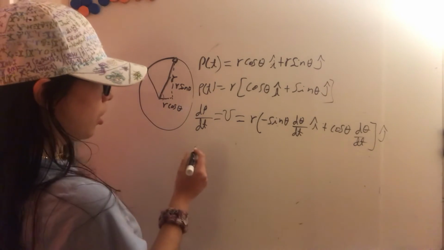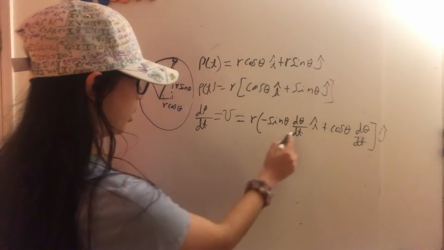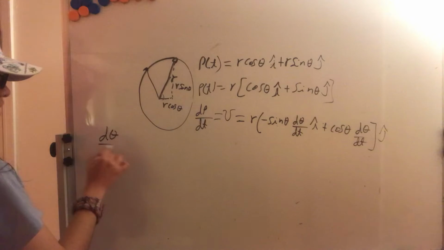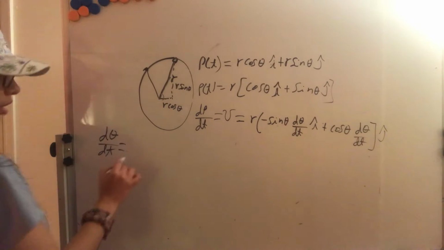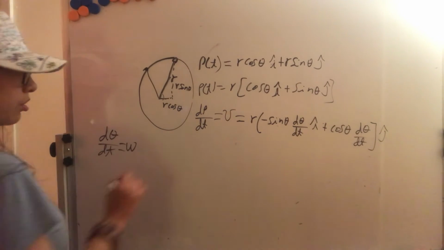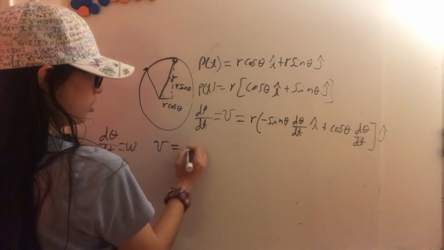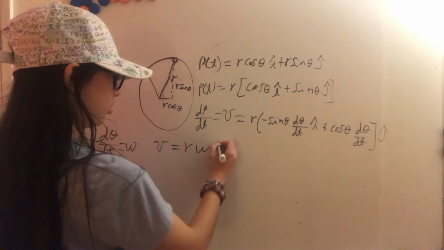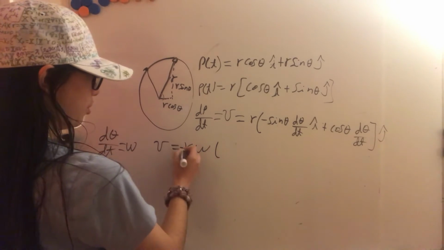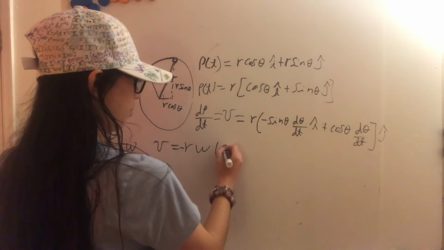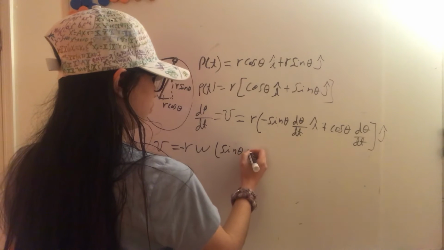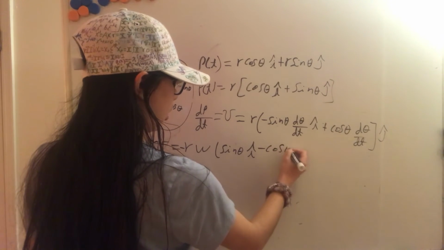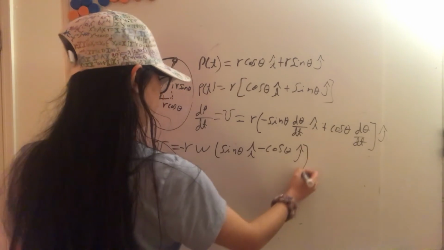Well, in the previous video we saw that d theta/dt is the angular velocity. So we have that the velocity is r omega, actually let me switch signs, so minus r omega times sine theta times the unit vector i plus cosine theta times the unit vector j.